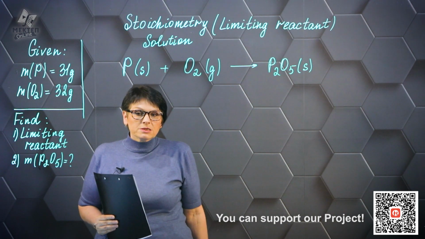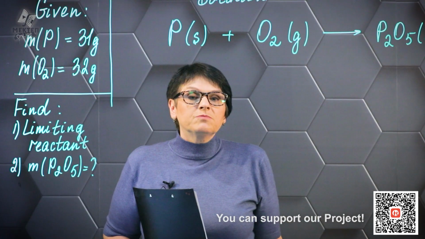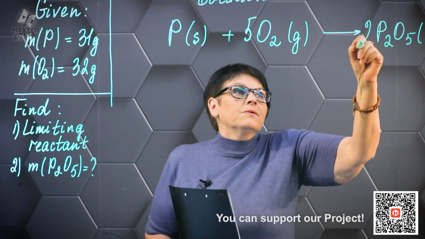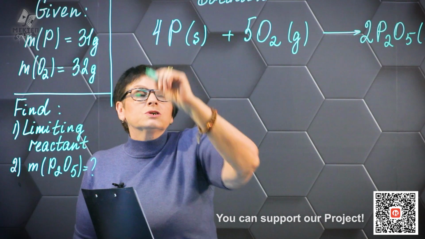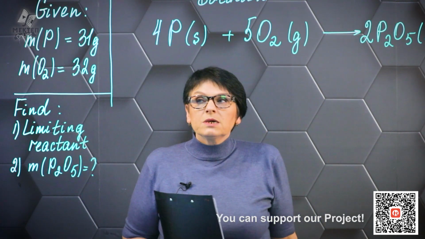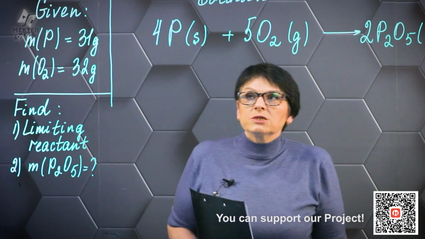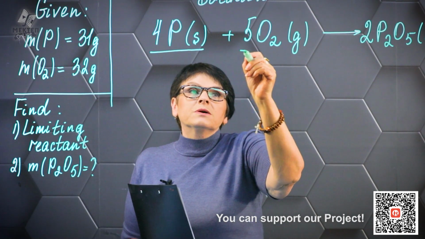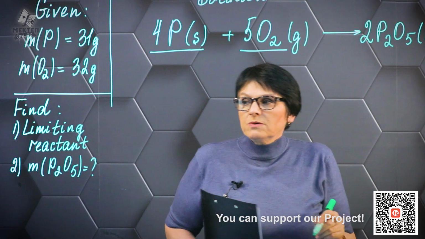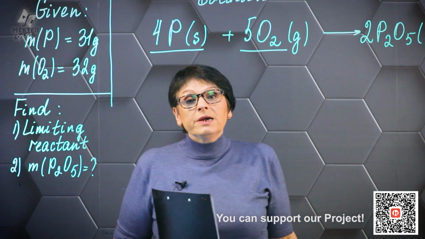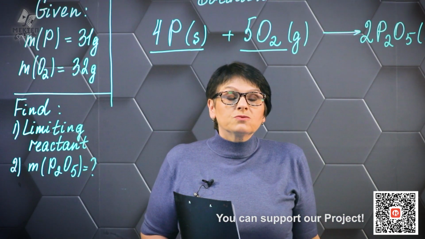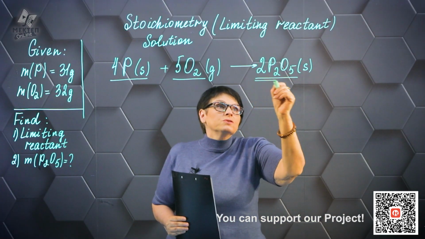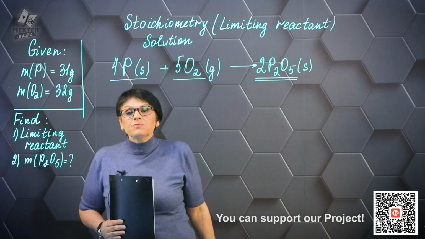So before we solve the problem, we need to balance the equation. To do this, we will start with oxygen, balancing it first, and then phosphorus. That's it, our equation is ready. So how are we going to solve the problem? By the condition of our problem, we are given phosphorus and oxygen, and the first question is, what is our substance in deficiency, or substance in limitation? And we are also asked how much P2O5 will be obtained during the reaction.